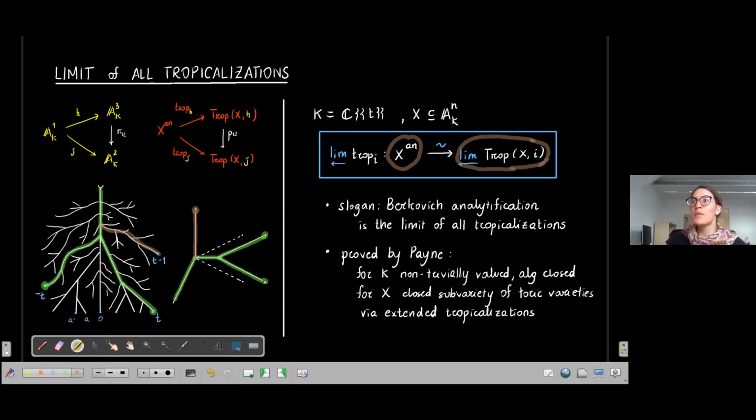Okay, let's pause for a second. What we've seen here: last time I explained why we need a Berkovich space and the basic definitions. And now here we see one way to look at and study the Berkovich space. We can study the tropicalizations and get information about the Berkovich space, or also the other way around.